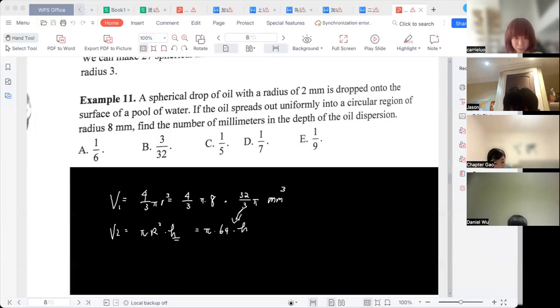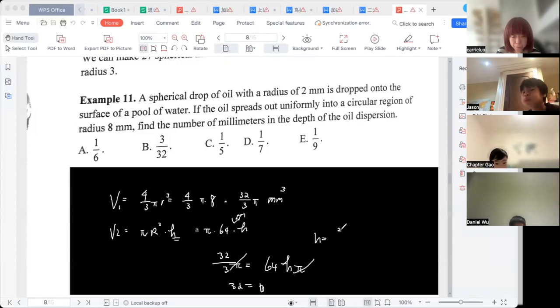So basically these two are equal to each other. We're just saying that when they drop, no oil has been deleted or wasted. So 32 over 3 pi equals 64 h pi. So pi are gone. So height equals 32 over 3 times 64, so equals 1 over 6. So the answer is A.